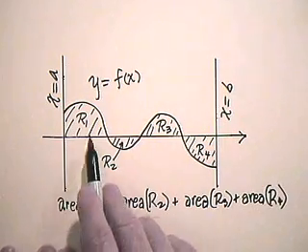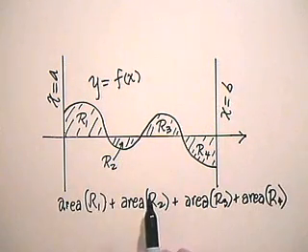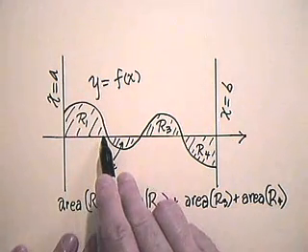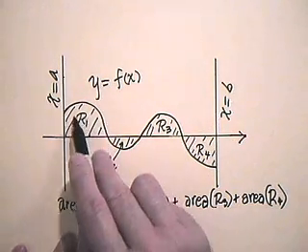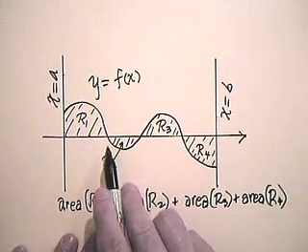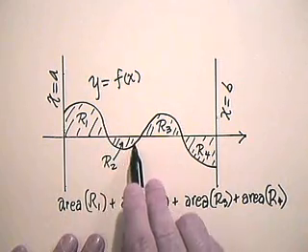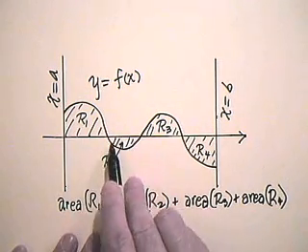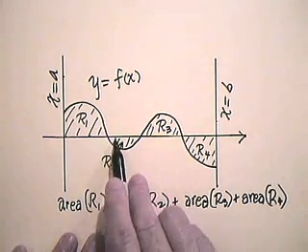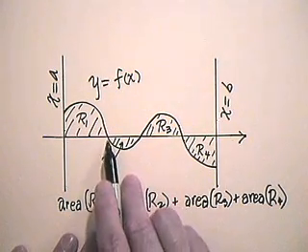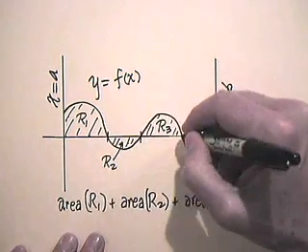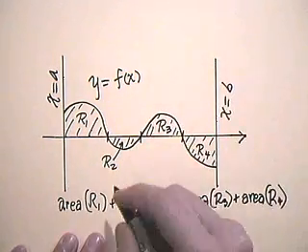Now, each one of these is related to a definite integral. Where the function is above the x-axis, the area of the region is exactly equal to the definite integral. But remember, where the function goes below the x-axis, the definite integral gives you the negative of the area between the curve and the x-axis. So consequently, what I want to do is find these points where the graph crosses the x-axis.